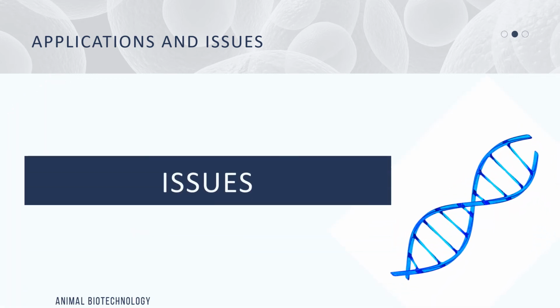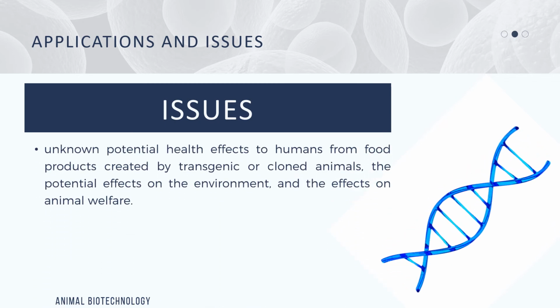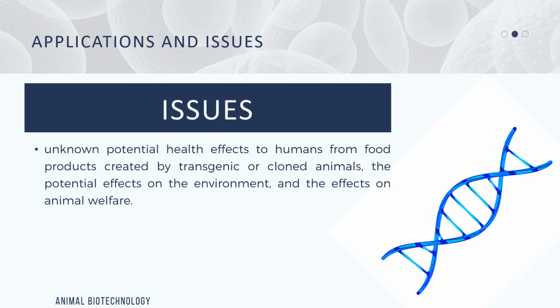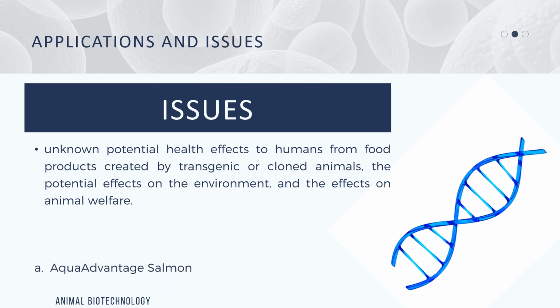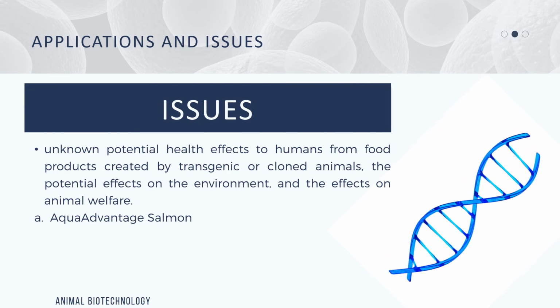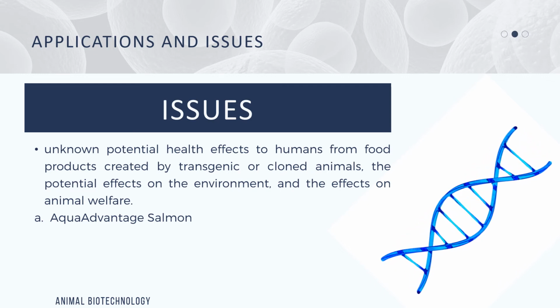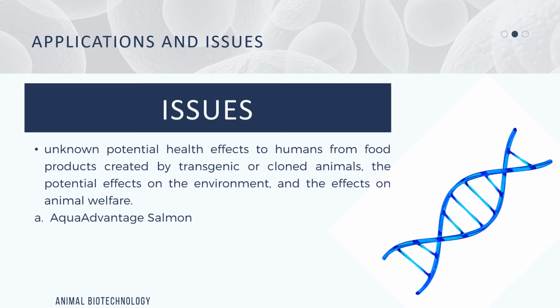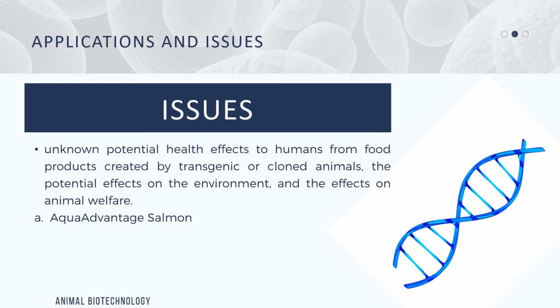The third one is the unknown potential health effects to humans from food products created by transgenic or cloned animals, the potential effects on the environment, and the effects on animal welfare. AquAdvantage salmon is the first transgenic animal that has been approved by the US FDA for human consumption. It was genetically modified to grow more quickly. However, concerns arise like its allergenicity and unexpected changes in the composition of edible tissues.